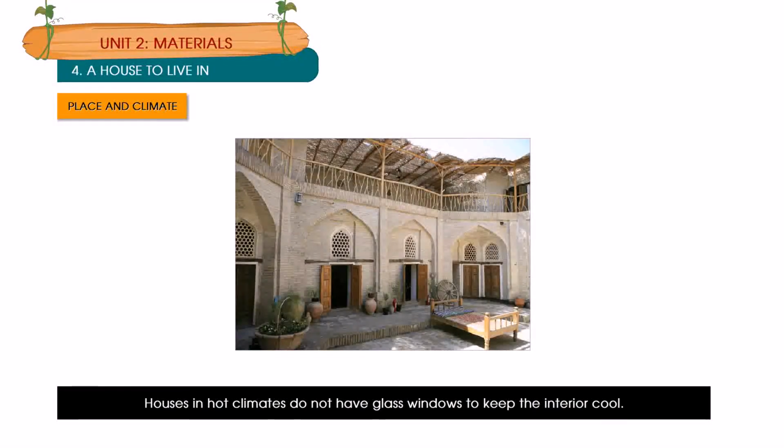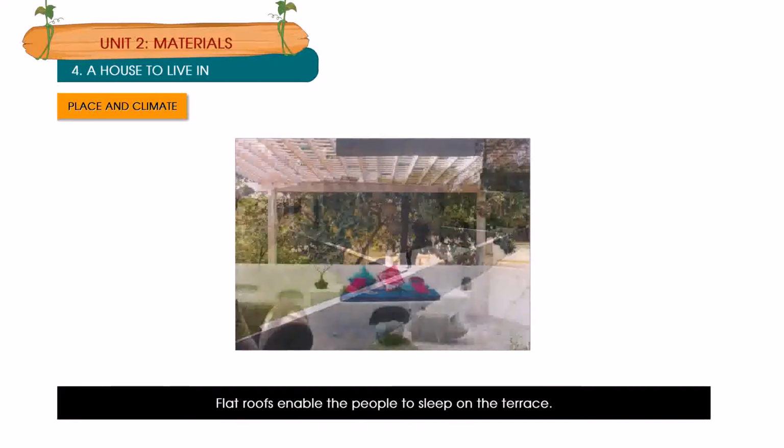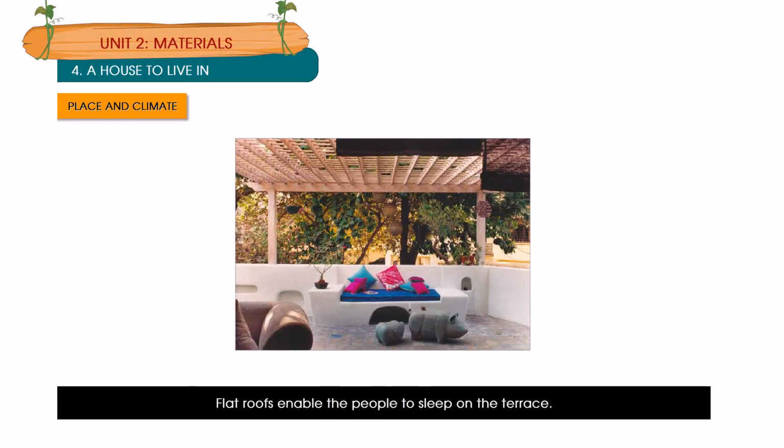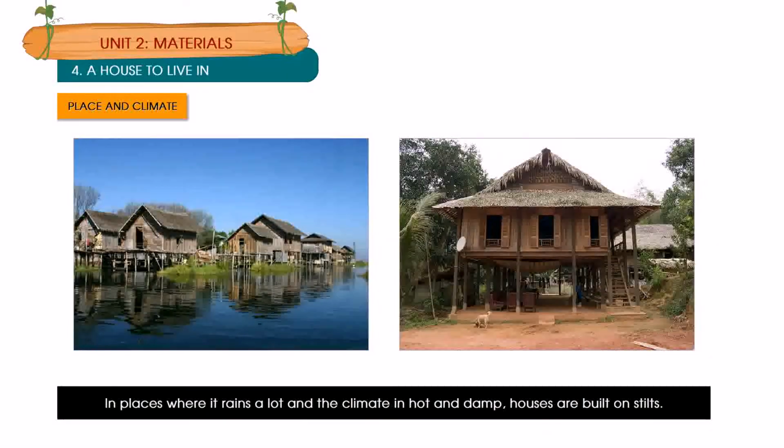Houses in hot climates do not have glass windows, to keep the interior cool. The houses have thick walls to protect from the heat. Flat roofs enable the people to sleep on the terrace. In places where it rains a lot and the climate is hot and damp, houses are built on stilts.